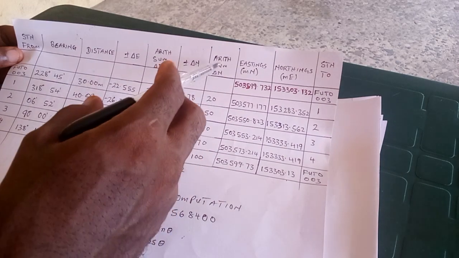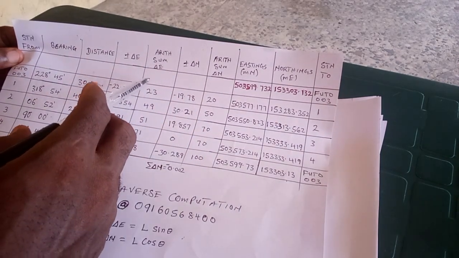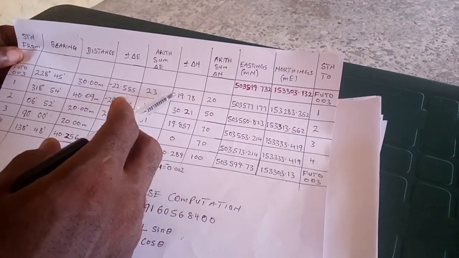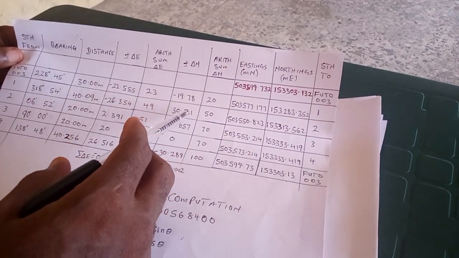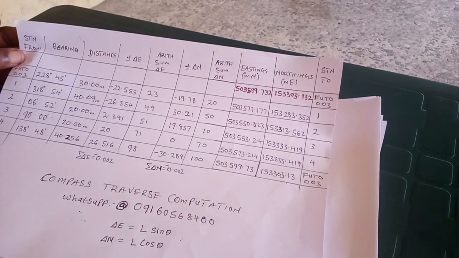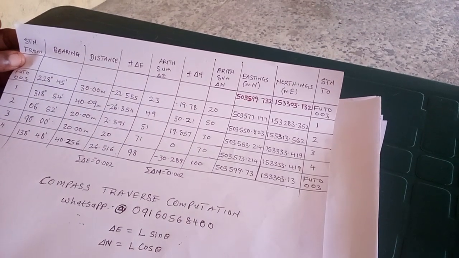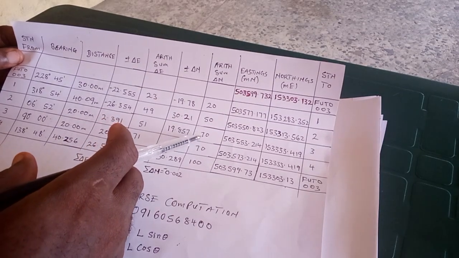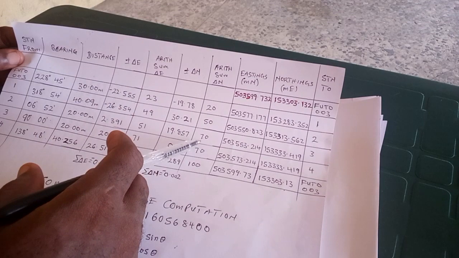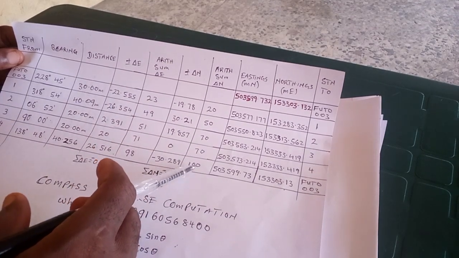So the same way we get the arithmetic sum of eastings is the same way you get the arithmetic sum of nothings. So when you approximate this, you have 20. If you approximate this, you have 30. So 30 plus 20 is 50. So the same way you are going to do for this. So if you approximate it is 20. So 20 plus 50 is 70. The rest like that till you have this.